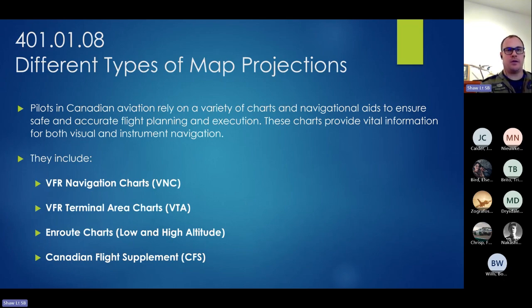You guys will be confident with three out of four. You'll need to know kind of what an en route chart is. That's for cross-continent type of thing. But you'll get very familiar with VNCs, VTAs, and CFSs once you go on course.